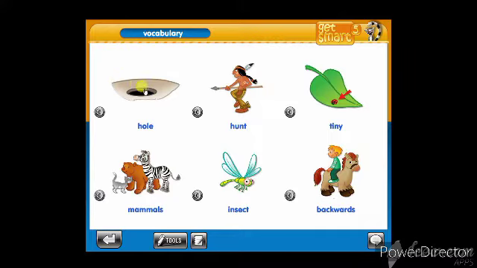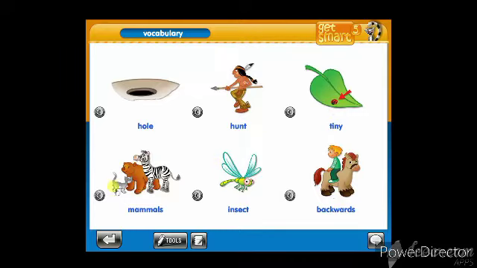This is a hole. Hunt. When Indians go hunting, they take weapons. Tiny. This insect, if you can see, it's smaller. It's not a smaller, it's tiny. Okay?